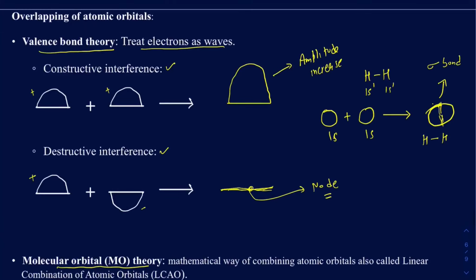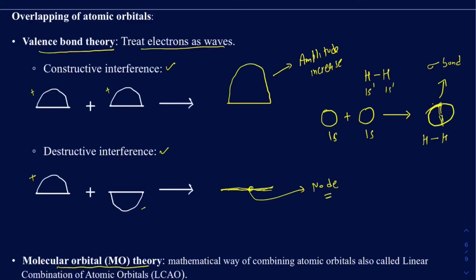So that's your first theory, just focusing on the constructive and destructive interference of the atomic orbitals, creating a sigma bond if you do constructive interference, and if you do destructive interference, you're creating a node there where the probability of finding the electron is almost going to be 0, or it's literally going to be 0.